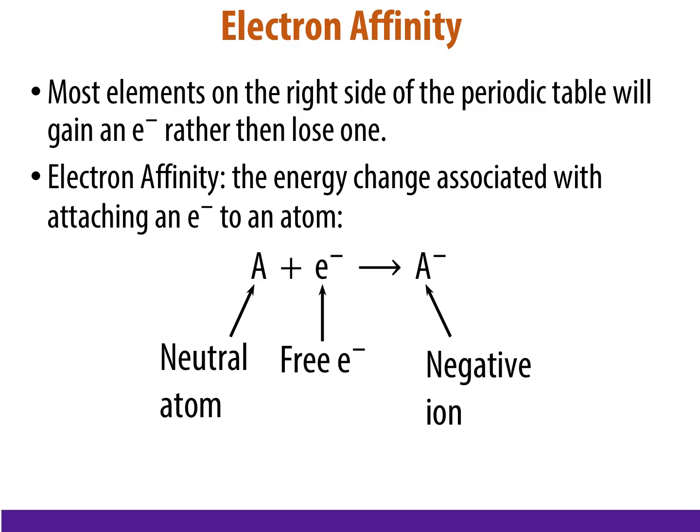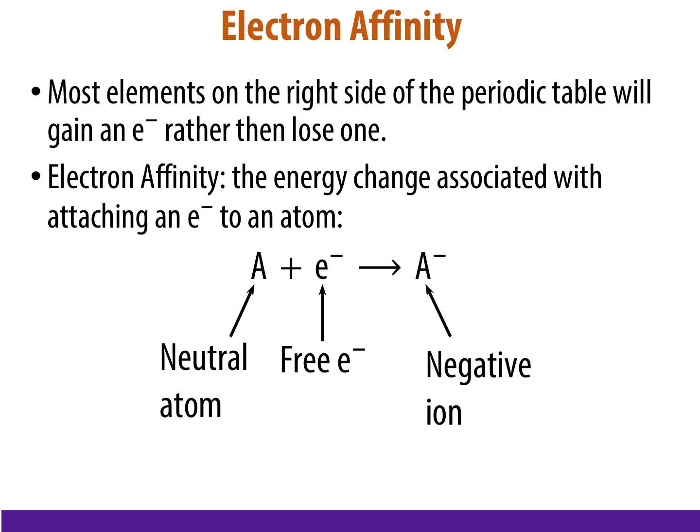The last periodic trend is electron affinity, especially on the right side of the periodic table for nonmetals. It's often easier for atoms to gain an electron rather than lose one. So electron affinity is the energy change associated with attaching an electron to an atom. We have a neutral atom A, attach an electron to it to make the minus ion of it.